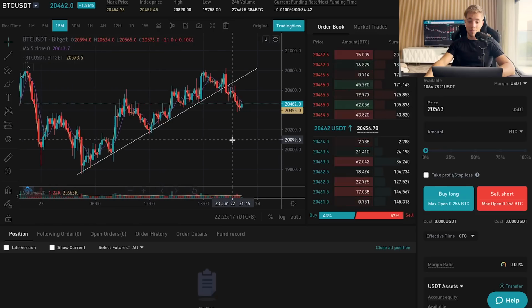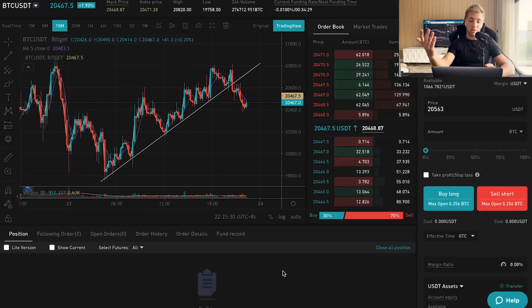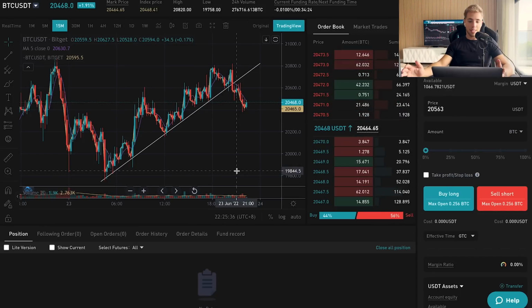But remember, if there is some big news or something happening, macroeconomic news are very important and they can push the price just like this. Or if somebody decides, or some whale decides to sell, then technical analysis has nothing to do with it.